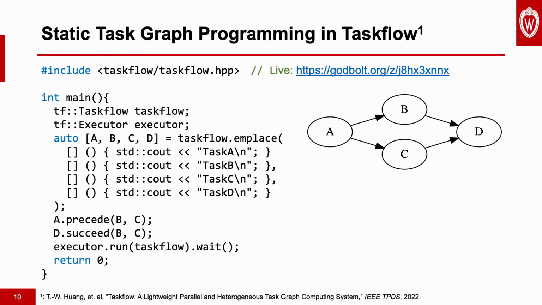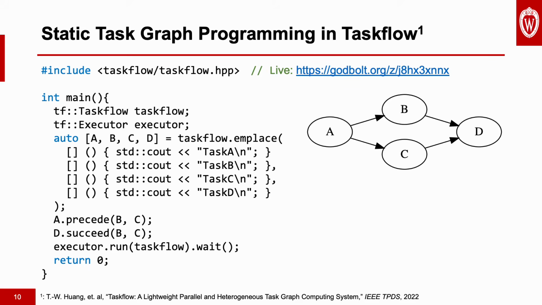Suppose you want to do 4 things, A, B, C, and D. Each represents a function or a task. A runs before B and C, and D runs after B and C. To get a parallel execution for this task graph, you only need about 15 lines of C++ code in Taskflow.